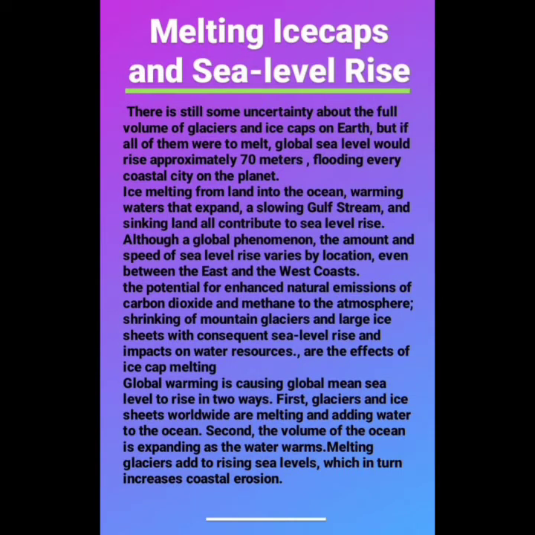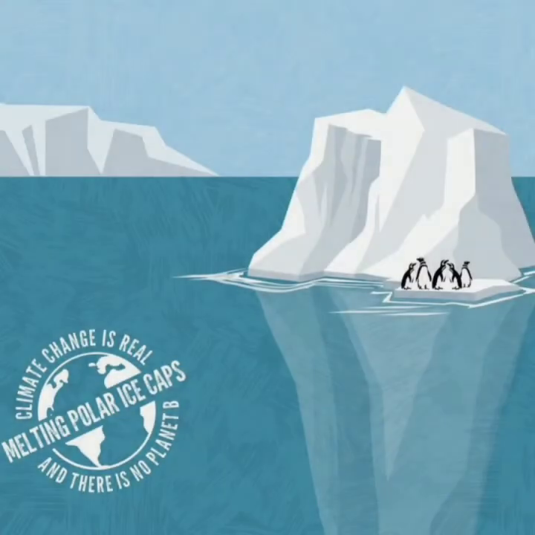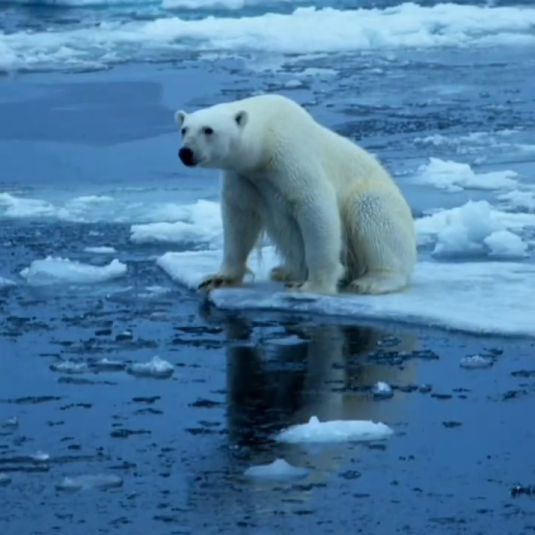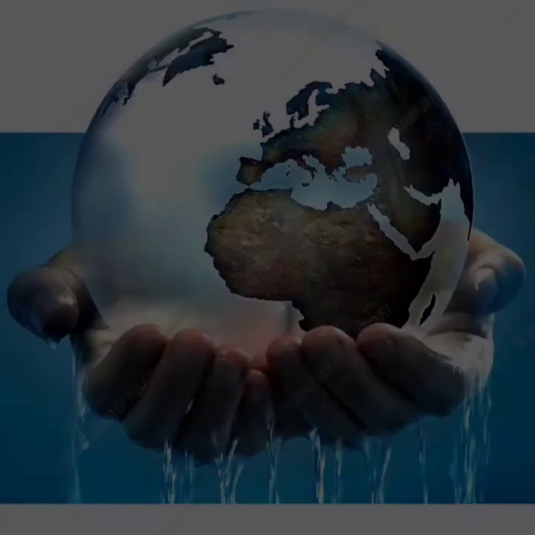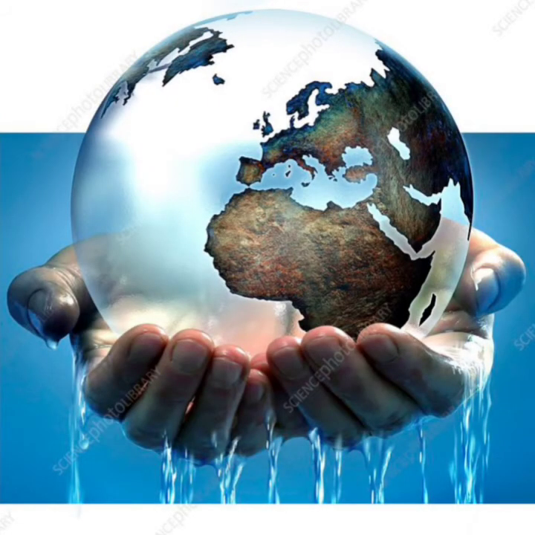The other major environmental problem faced by us today is melting ice caps and sea level rise. There is still some uncertainty about the full volume of the glaciers and ice caps on the Earth. But if all of them were to melt, global sea level would rise approximately 70 meters, flooding every coastal city on the planet. Ice melting from land into the ocean, warming waters that expand, a slowing Gulf Stream, and sinking land all contribute to sea level rise.